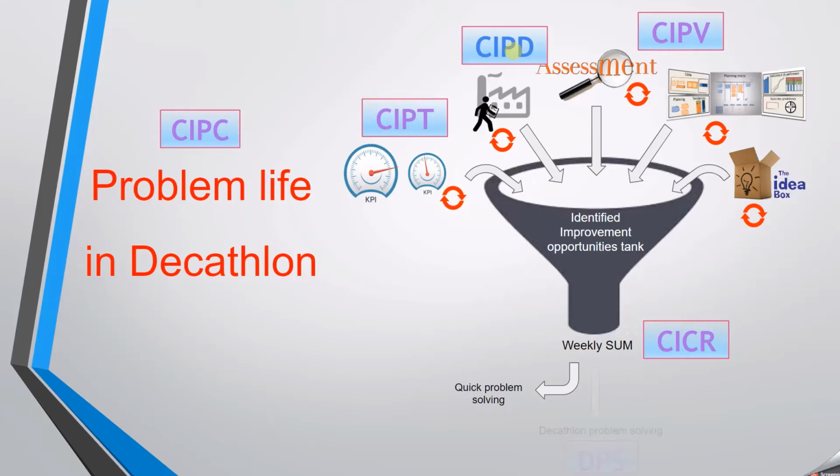For example, the Decathlon problem solving with a deep methodology supported by the training DPS. And if they are not able to solve problems like this, they can use the cascading by sending the problem to other upper hierarchical level or for some expert level.